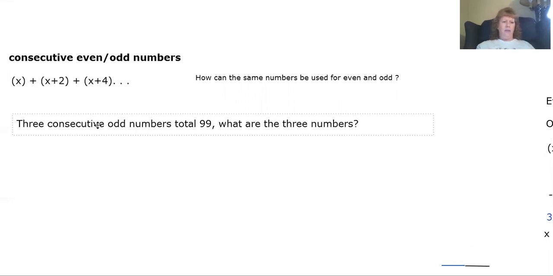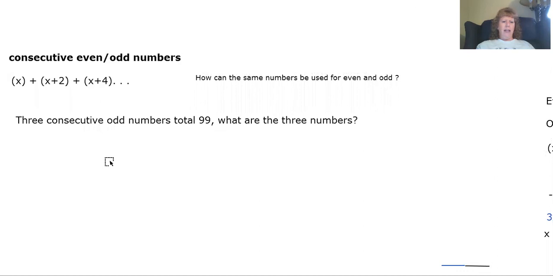So here's a problem for us to work. 3 consecutive odd numbers total 99. So let's go back and look. Here's our example of the formula. We have 3 sets here for 3 numbers, and that's going to total 99.